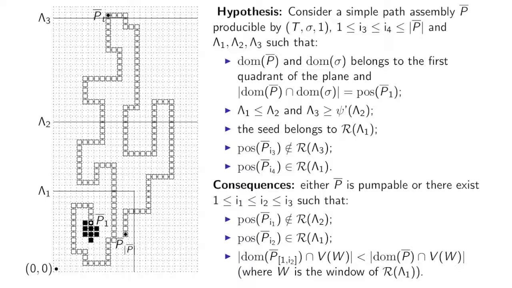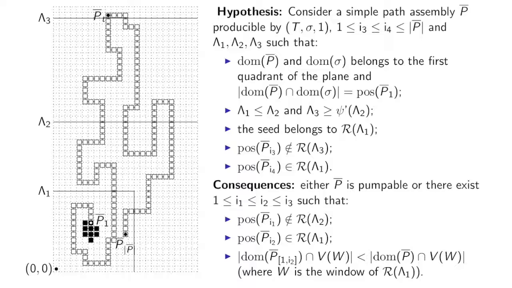If these hypotheses are true, we aim to show that either the path assembly P is pumpable or there exists 2 indices I1 and I2 such that the tile Pi1 is not inside the square of width λ2, the tile Pi2 is inside the square of width λ1, and the number of intersections between the path assembly P shortened at index I2 and the window W is strictly less than the ones with the path assembly P.